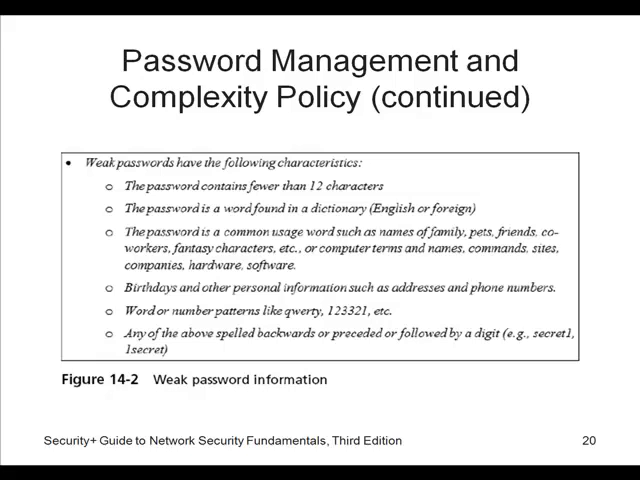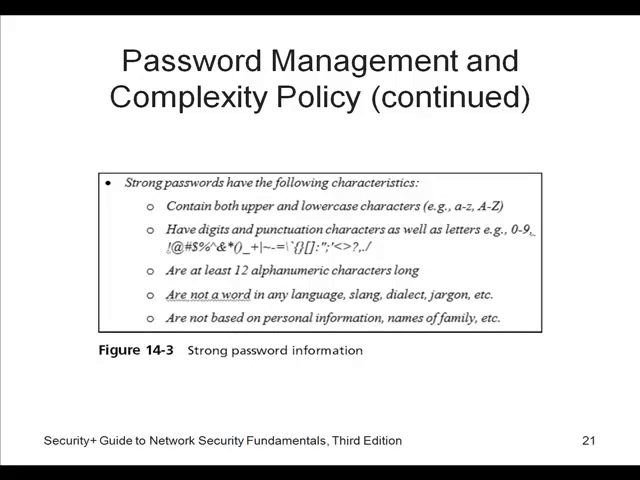Common usage words, family names, pets, birthdays, those sorts of things. Word or number patterns, 1, 2, 3, 3, 2, 1. The smarter ones will pick those up. Any of the above spelled backward or preceded or followed by a digit. Of course, racecar would be good, right? Racecar is the same spelled forward and backward. What's the word for stuff like that? I don't know, there's a word. Palindrome? Palindrome. Yes, palindrome.